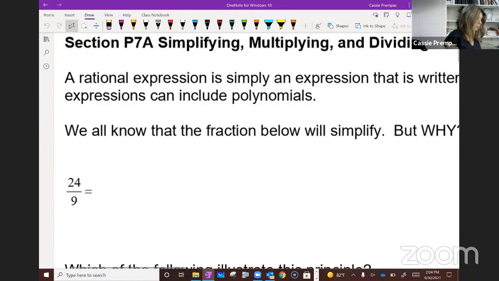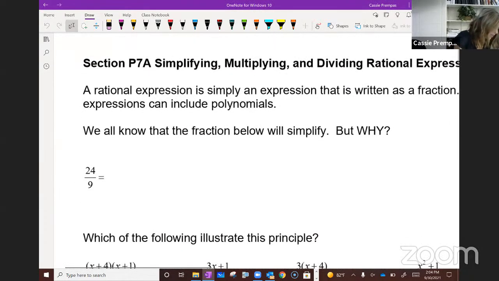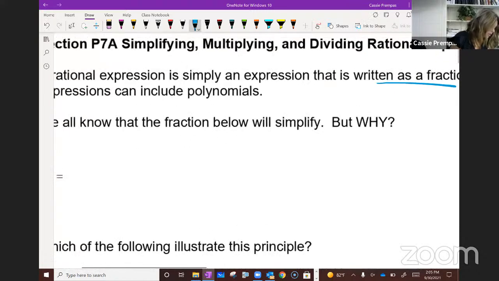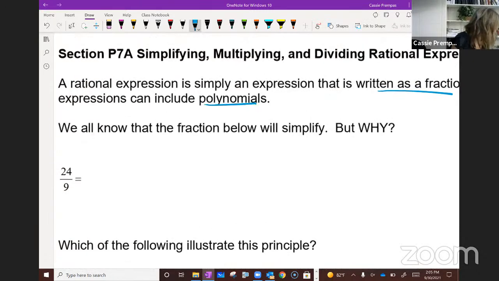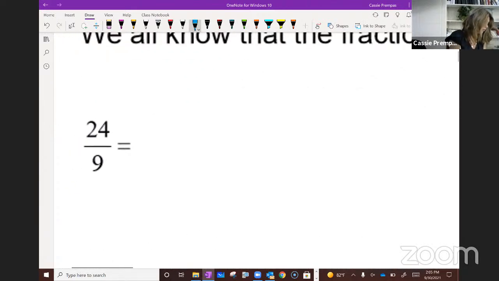A rational expression is simply an expression that is written as a fraction. Rational expressions can definitely include polynomials. So before we begin with polynomials, we have to go back and see what we know about simplifying fractions. I would hope you all know that this fraction simplifies, but the question is why? There's a GCF. What goes into both 24 and 9?